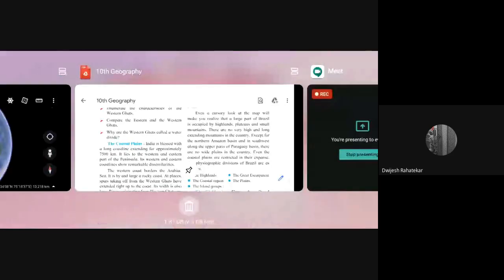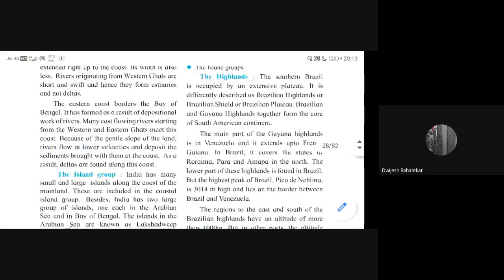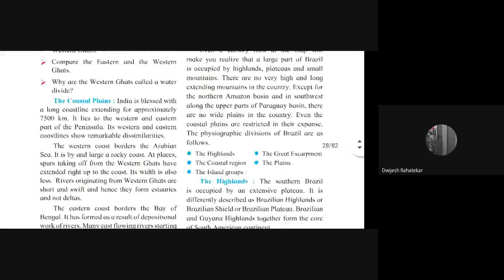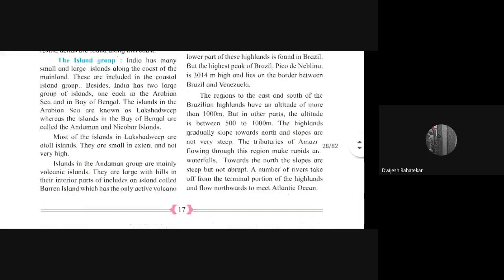So basically, we are studying about the islands in India. There are basically two island groups in India. One is in the Arabian Sea, that is Lakshadweep. These are the atolls. Atolls means we can say circular islands. And there is a coral reef.